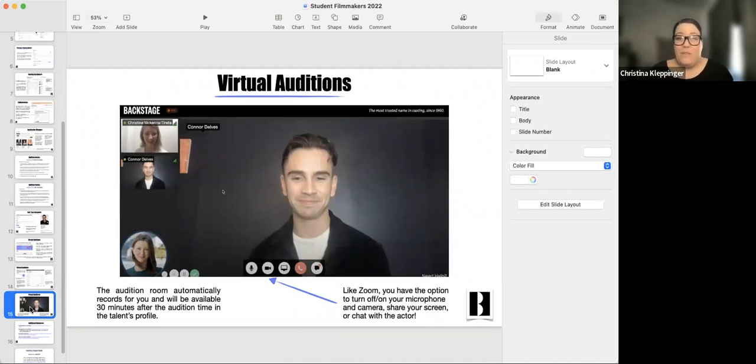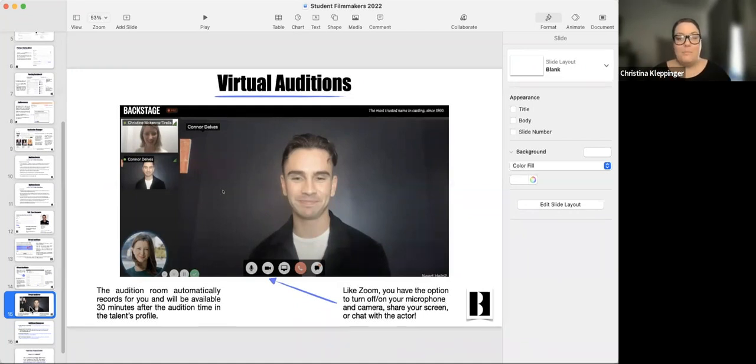Last piece of advice about virtual auditions is when it comes time for the reading of the material itself, anyone who's not the actor or the reader should turn their video and their audio off. That just keeps the actor from being distracted. It keeps the actor and the reader focused on each other. And again, we're going to create as close to in-person actor chemistry as we can between our actor and our reader.